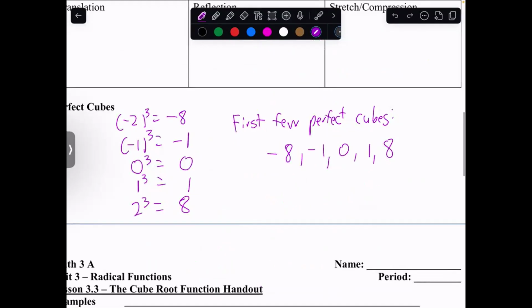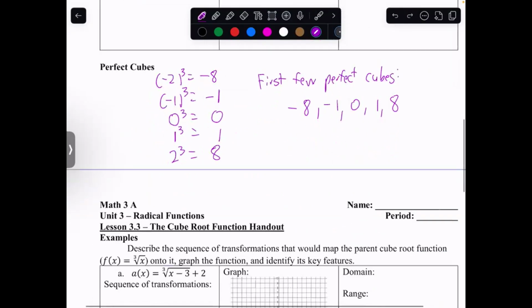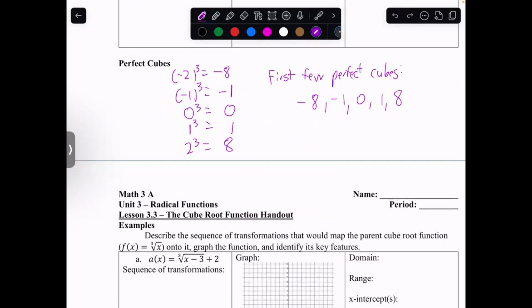So, sure. I don't know. Ask Mrs. Fisher in the back. Like 5 cubed, 100. Yeah, it gets really big, really, really fast.